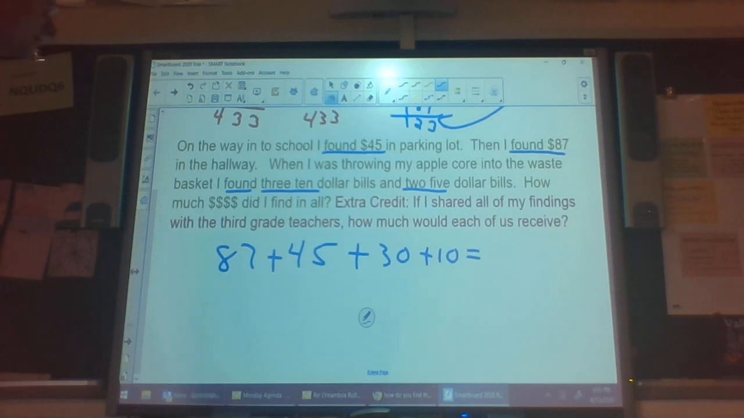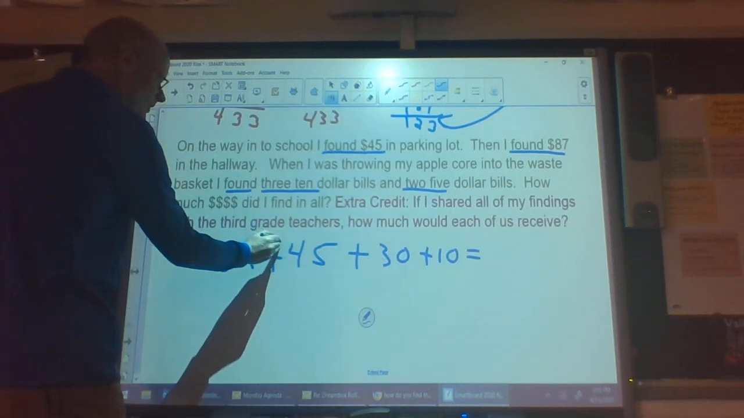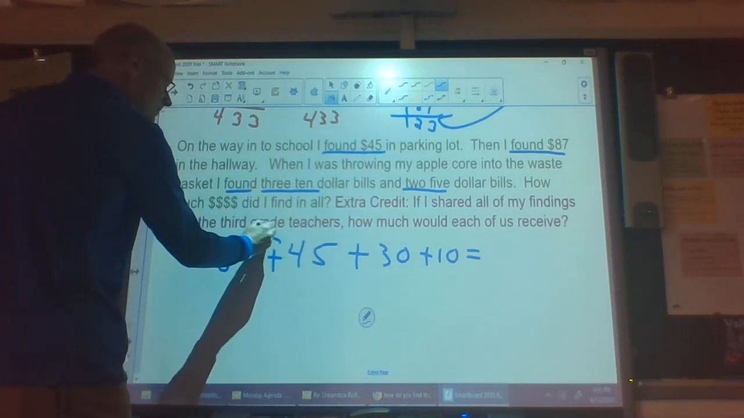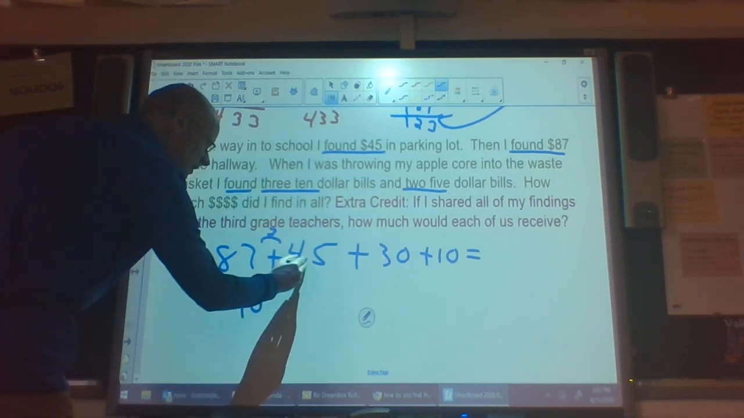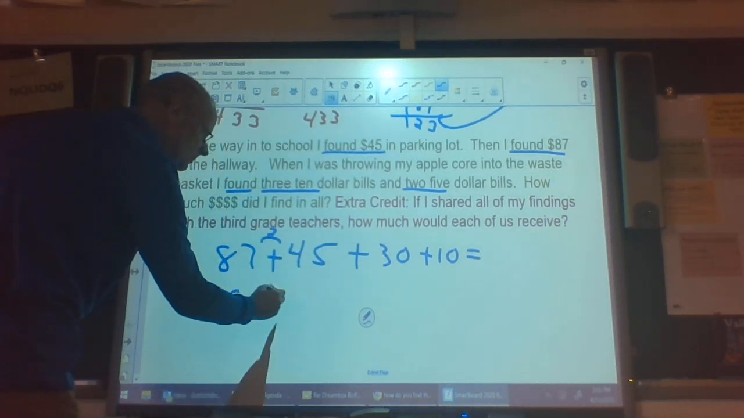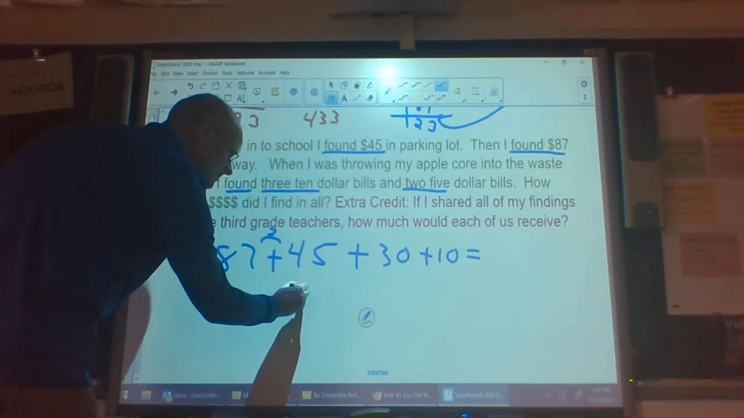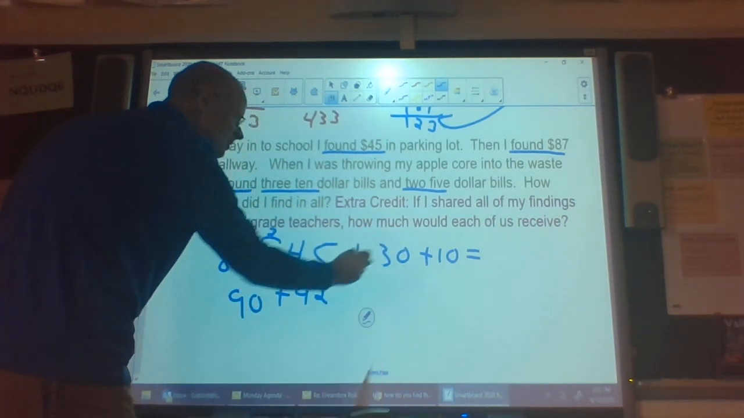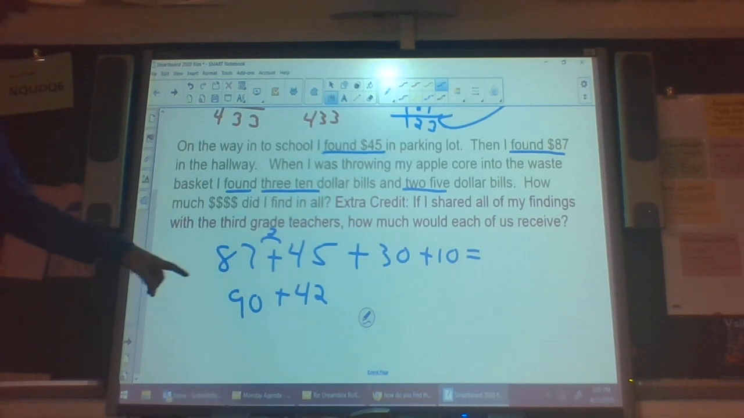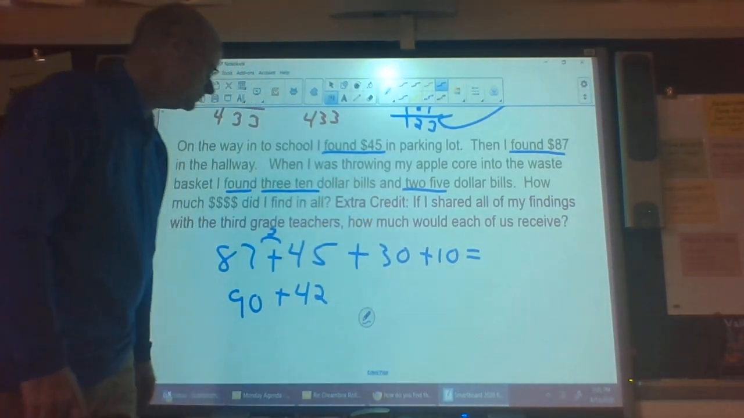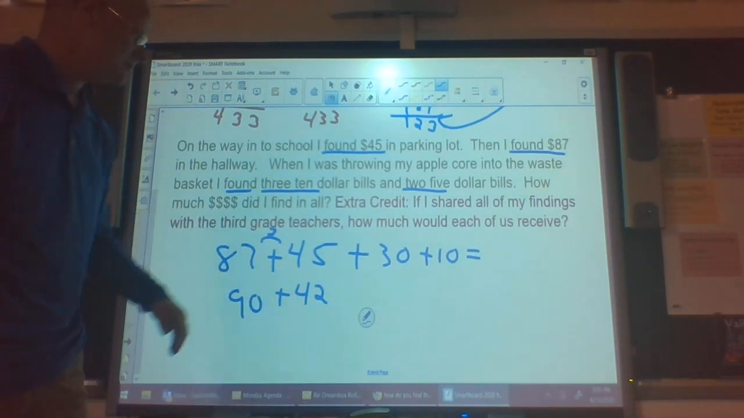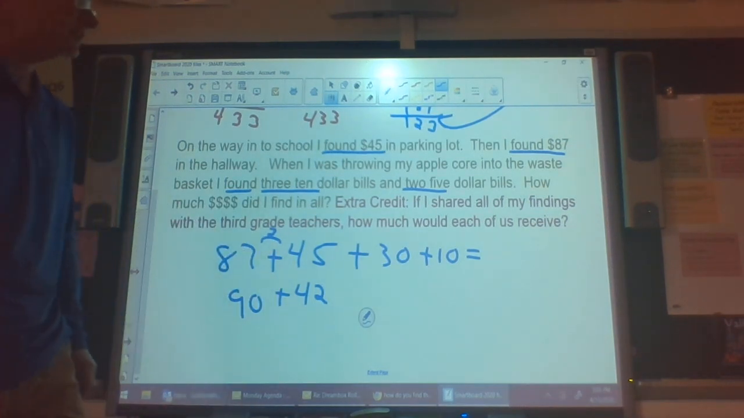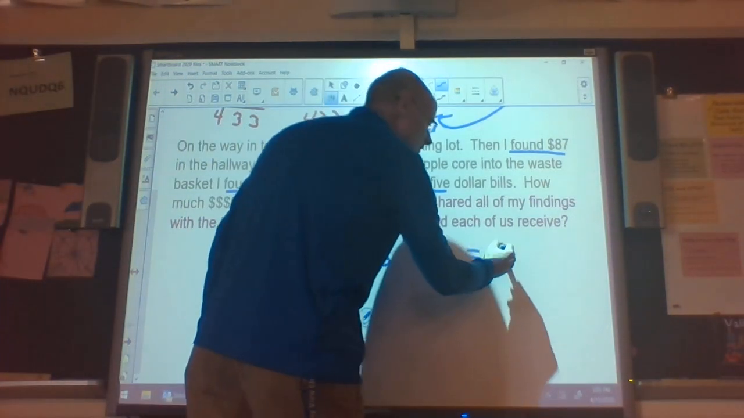I still like to do give a little, take a little. I'm going to give this 3. That's going to make this number 90. I'm going to take 3 from here, plus 42, plus 30, plus 10. Now this is easy. 90 plus 10 is 100, plus 30 is 130, plus 42 is 172.